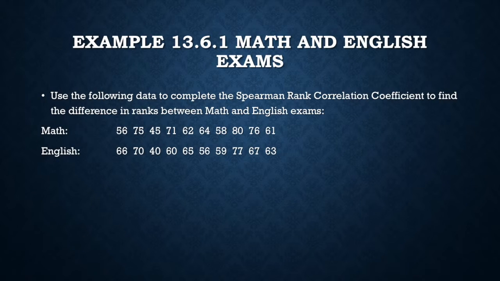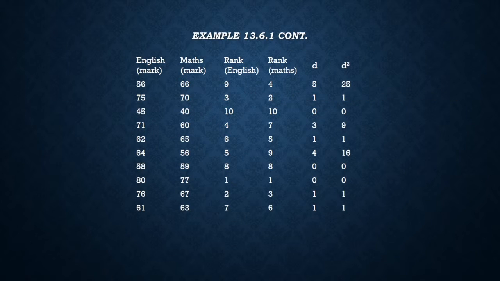Let's look at example 13.6.1, Math and English exams. Use the following data to compute the Spearman rank correlation coefficient to find the difference in ranks between math and English exams. Row 1, we can see the math scores. Row 2, we can see the English scores. We move on and we mark down the English and the math scores.